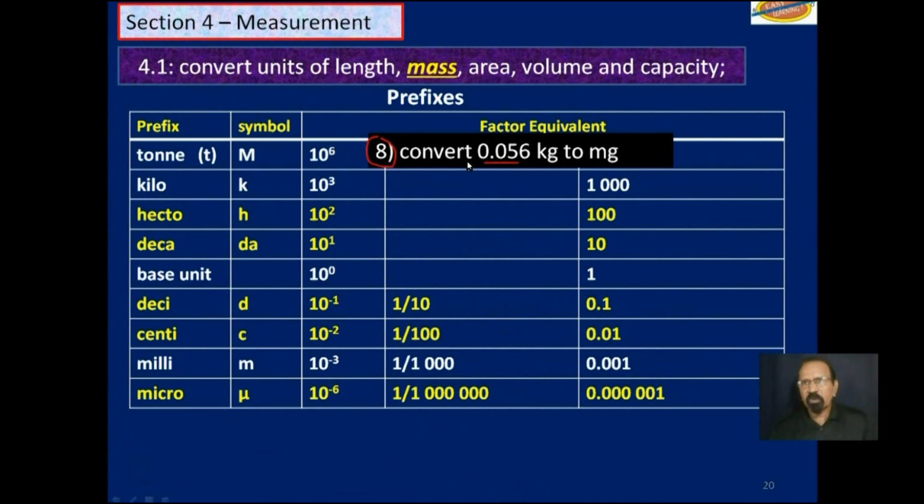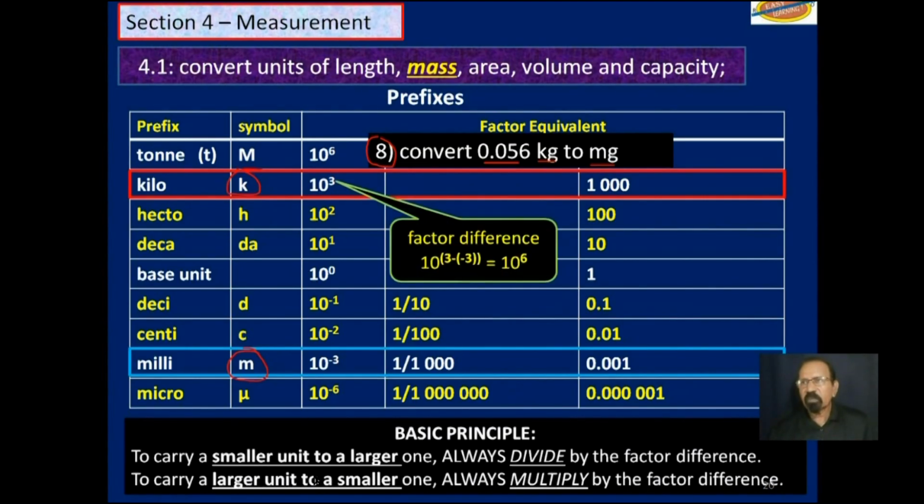Next, 8: convert 0.056 kilogram to milligram. We are going from a larger to a smaller unit. We will have to multiply by the factor difference. What is the factor difference? This is 10 to the third divided by 10 to the negative 3. So we subtract the indices and we get 10 to the 6th.